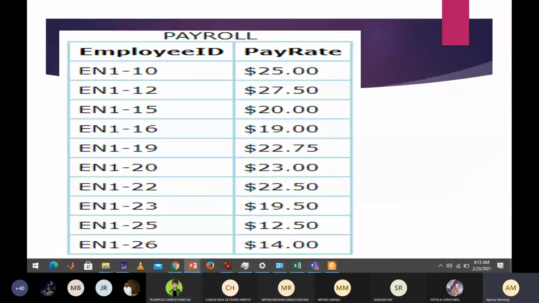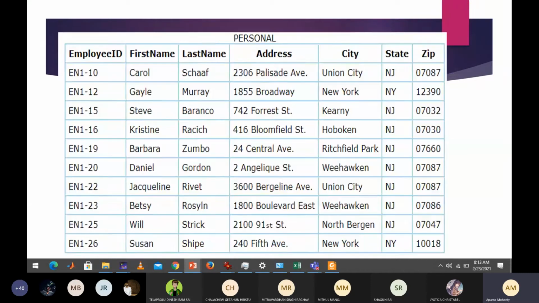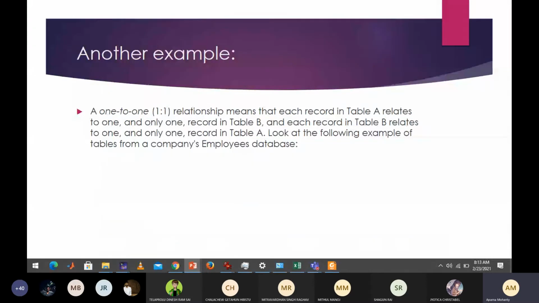You will use the employee ID as the key because that is common between both the tables to merge them, right? Yes, very good. So this is the way you can merge the tables. This is a one-to-one relationship.